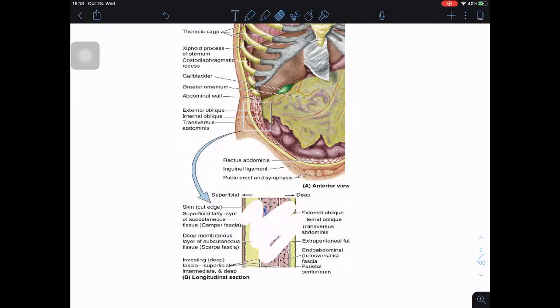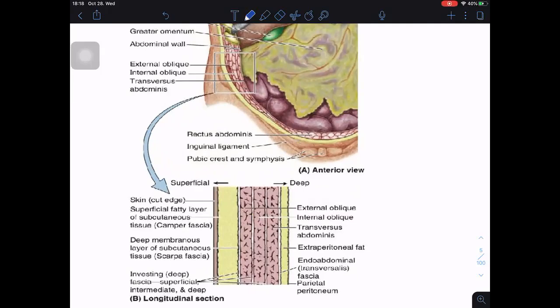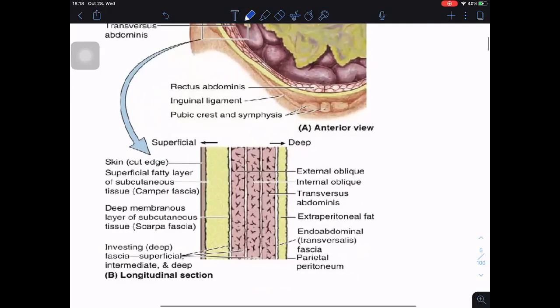Once you're talking about these muscles, you know that there is a fascia covering the muscles, which is called investing fascia. Okay, pretty much the same as the investing layer you had in the neck, which was covering the muscles. So again, you have such a thing over here. Since you have three layers of muscles, you have three layers of the investing fascia. So over the external oblique, you're gonna have the superficial layer of the investing fascia. Over the internal oblique, you're gonna have the intermediate layer of the investing fascia.